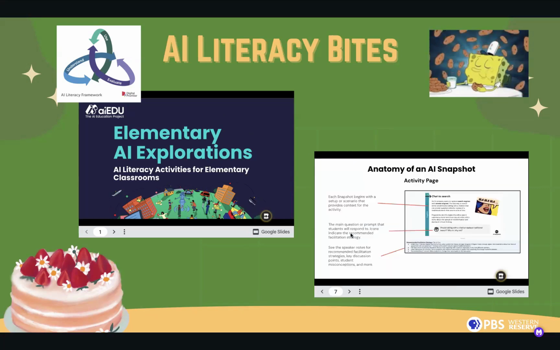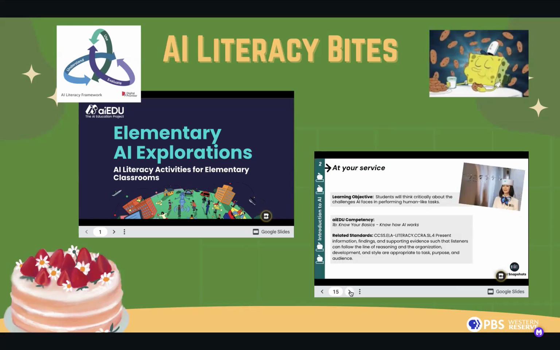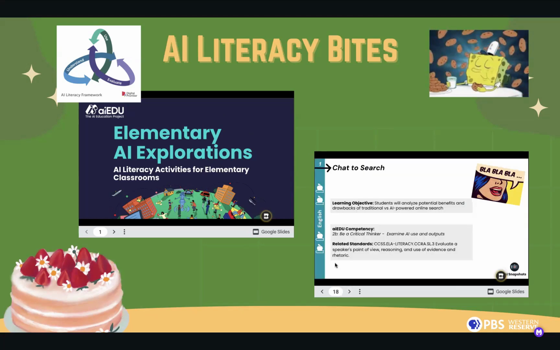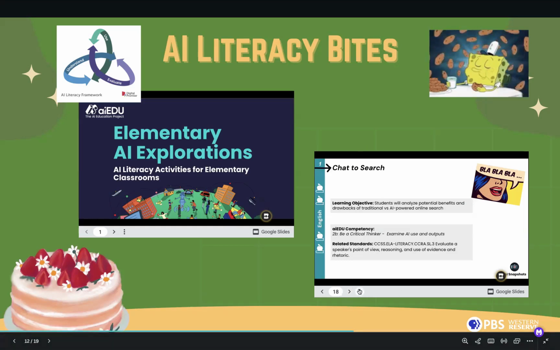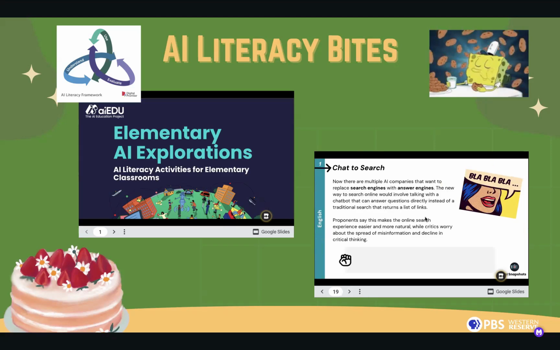And what's really neat to see about these is that I'm going to jump ahead here. They are subject specific. So you have English, you have science, you have history. So if you're like, well, these are my standards and I have to teach it, here's a great thing that you can do. So here's language arts. We're talking about students analyzing benefits and drawbacks of traditional versus AI powered online search. Okay, great. So here's the activity that you're going to do. It's just a one slider.